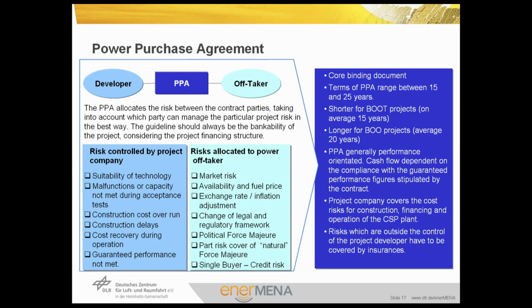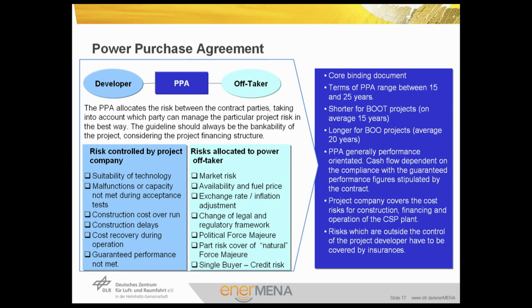The guideline of the power purchase agreement should always be the bankability of the project, considering the project financing structure. So the risks controlled by the project company are the suitability of technology, malfunctions or capacity not met during acceptance tests, construction cost overruns, construction delays, and recovery during operation, guaranteed performance if this is not met. These risks are allocated to the project company and should be tackled with the EPC contract mainly.